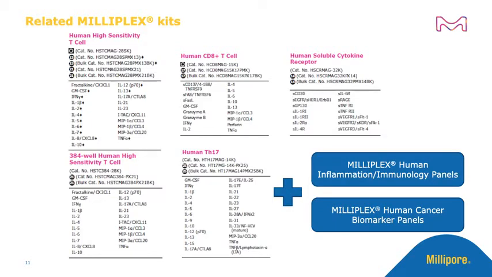And that's only part of the story. Our kits are always built to be complementary to each other. So if you're studying Th17 response, CD8 response, or maybe looking at soluble cytokine receptors, we have panels that will help you complete your picture. And these are not the only panels that we have. Like I said, our menu is large, so you could look at other inflammatory immunology panels to round out the picture and to tell the true story about what is going on in this disease state.